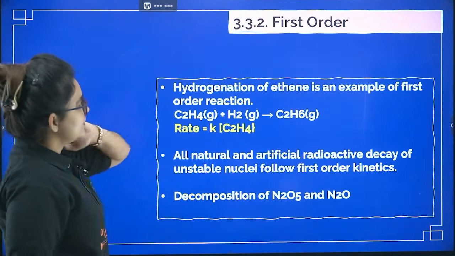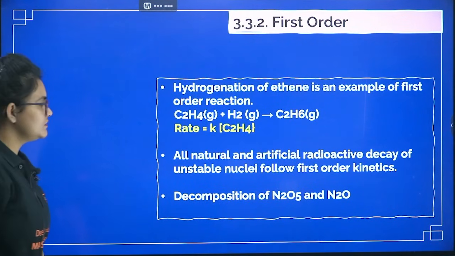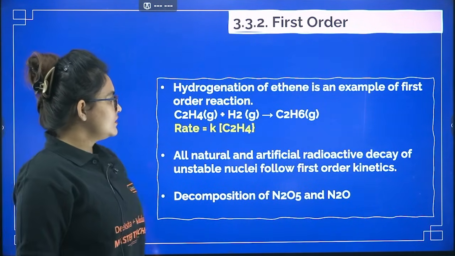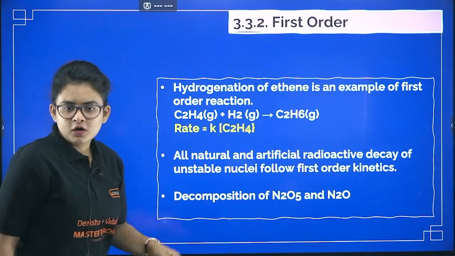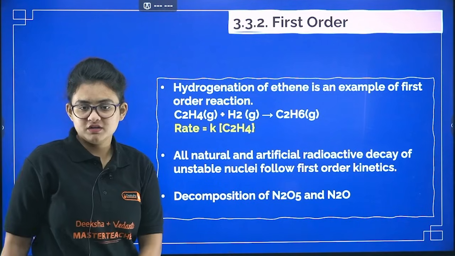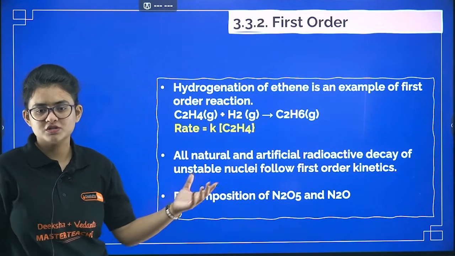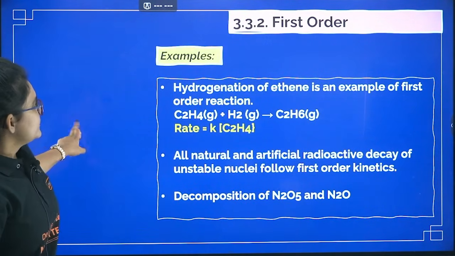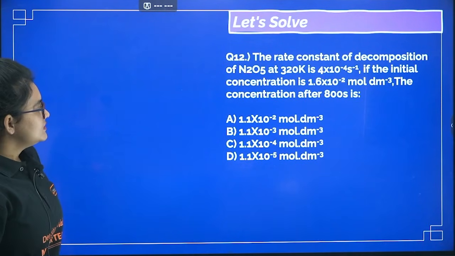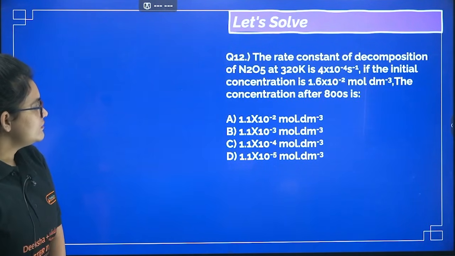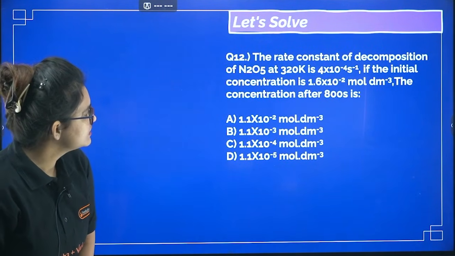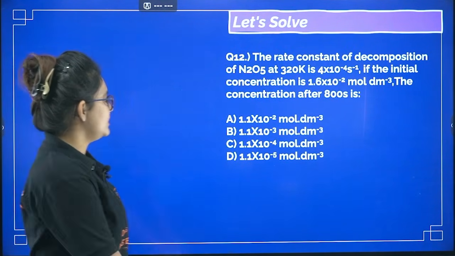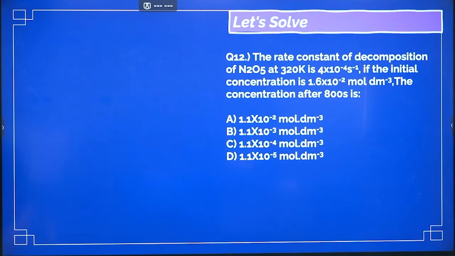Let's proceed now. Okay, first order reaction, a few examples they have given. You can see hydrogenation of ethene. It depends only on the concentration of ethene, not the H2. All natural or artificial radioactive decay are first order, and decomposition of N2O5 is too. Okay, let's solve one problem. The rate constant of decomposition of N2O5 at 320 Kelvin is this. If the initial concentration is this mole per dm cube, find the concentration after 800 seconds. That's going to be super easy. Let's proceed.